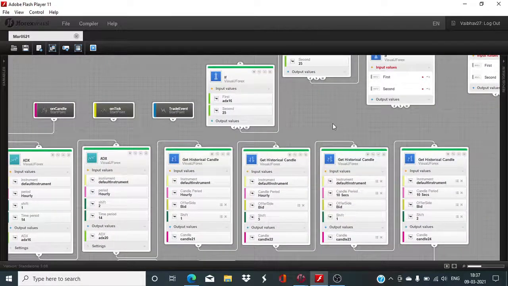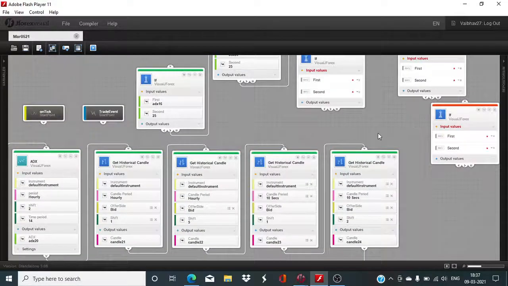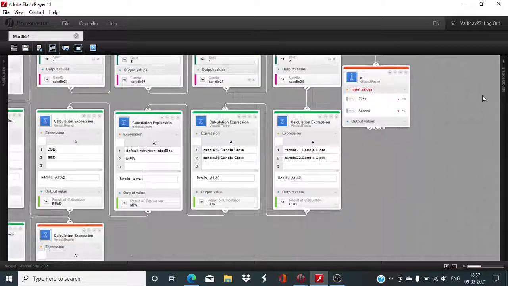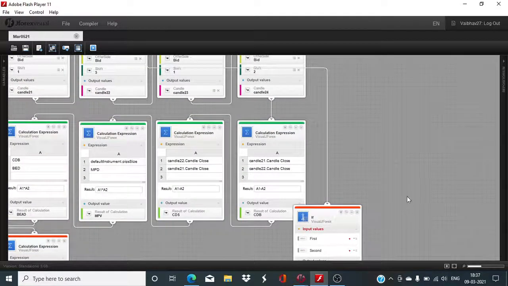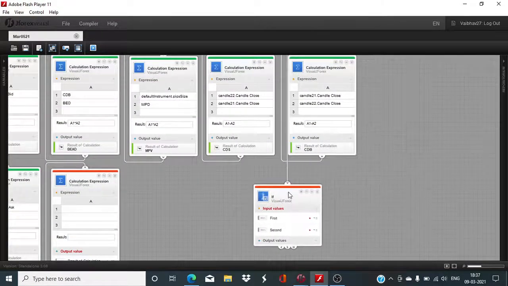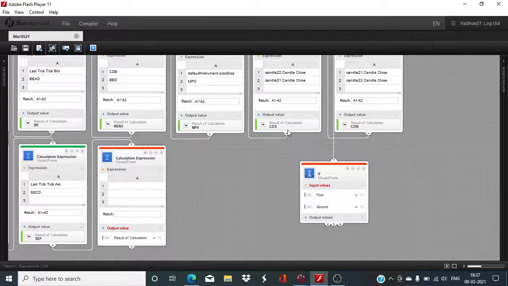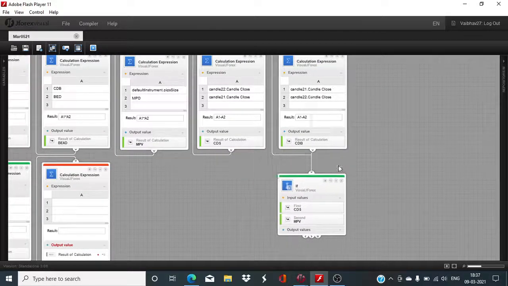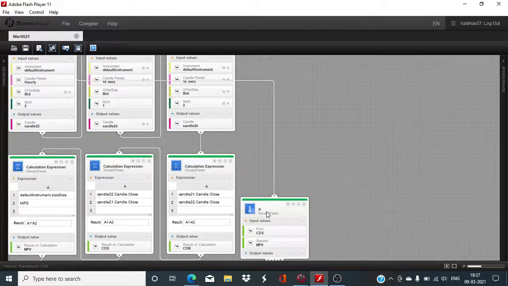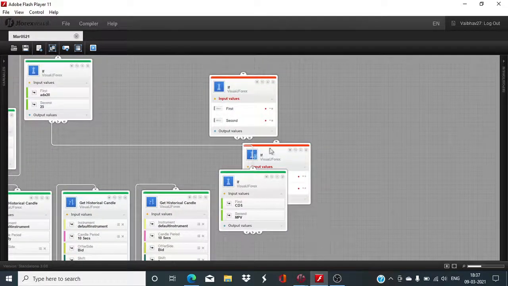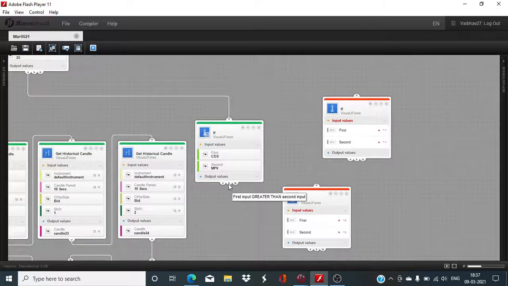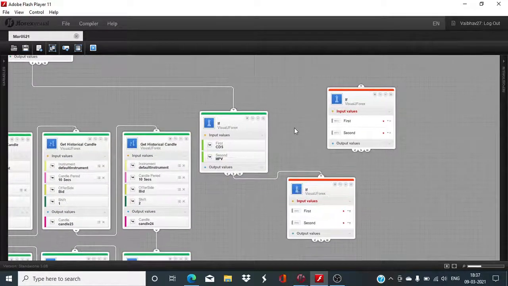Now we want to make sure that there is enough momentum. So for that, the sell side candle difference should be more than 10 pips. So we have these two input parameters in place. First input greater than second input.